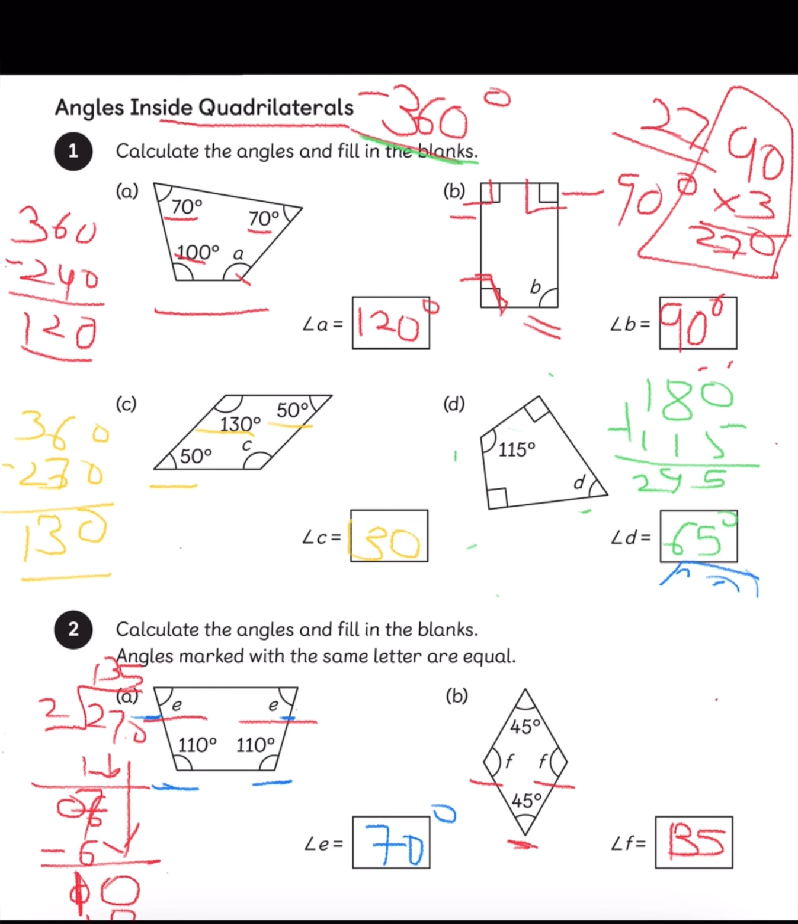So my answer was 270, right? So I take my 270, divided by 2. So 2 times 1 is 2, 2 times 1 is 2. In the 2 times table, does 7 come? No. 6 comes? Yes. So 2 times 3 is 6. I'll carry 1. 2 times 5 is 10. Therefore, my answer is 135 degrees.